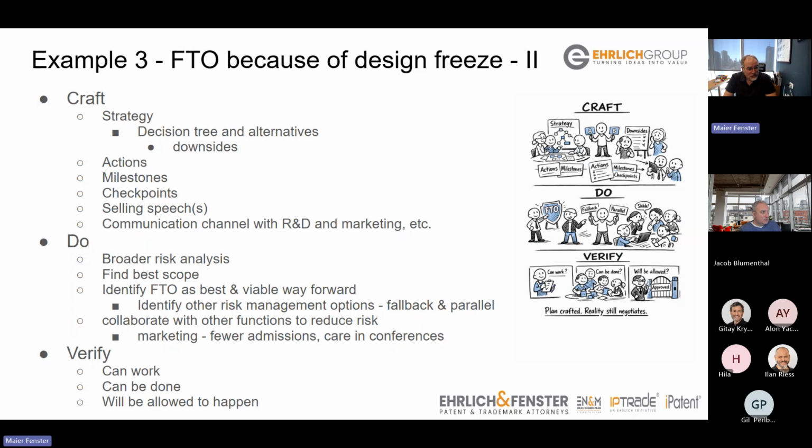It's not enough to do freedom to operate. You need cooperation of other departments. For example, marketing shouldn't go out admitting what it is you're doing, especially where it's potentially risky. And people in conferences shouldn't be talking to strangers and telling them exactly how they're infringing patents. And you need to verify that all of this plan can work, can be done, and most important, will be allowed to happen. That the other powers in the company will allow this freedom to operate opinion to be done.